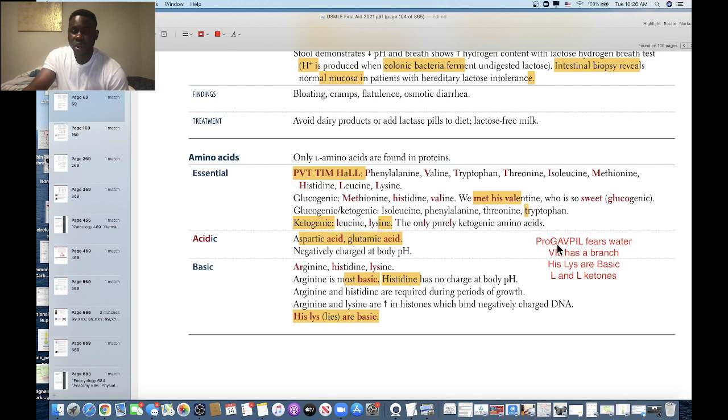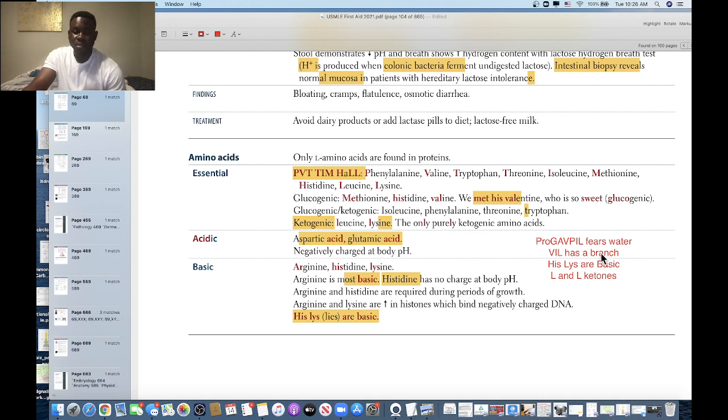So this is proline, and the G is, which one begins with G? Glutamine, arginine, right? Valine. Another P, phenylalanine, isoleucine, and leucine. So these are the hydrophobic ones. They fear water. So Pro Gav Peel fears water, like that. Then Veal are the branch chain ones.